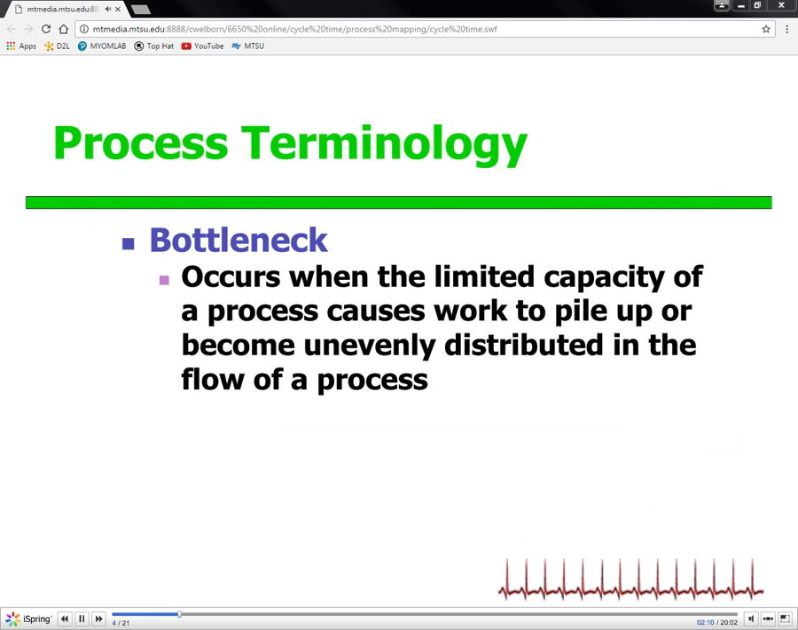And normally what you're going to find is that a bottleneck occurs because you have some finite or limited amount of capacity, and that station or step has less capacity or is utilizing less capacity than the other steps in the entire process.